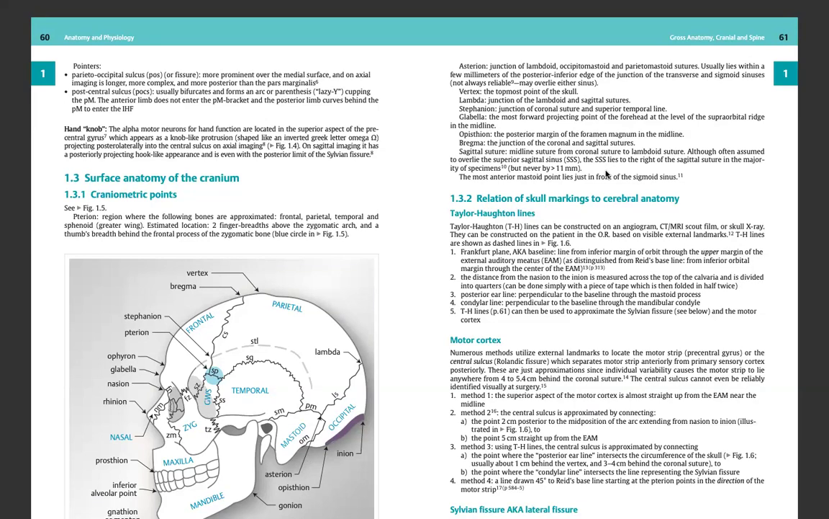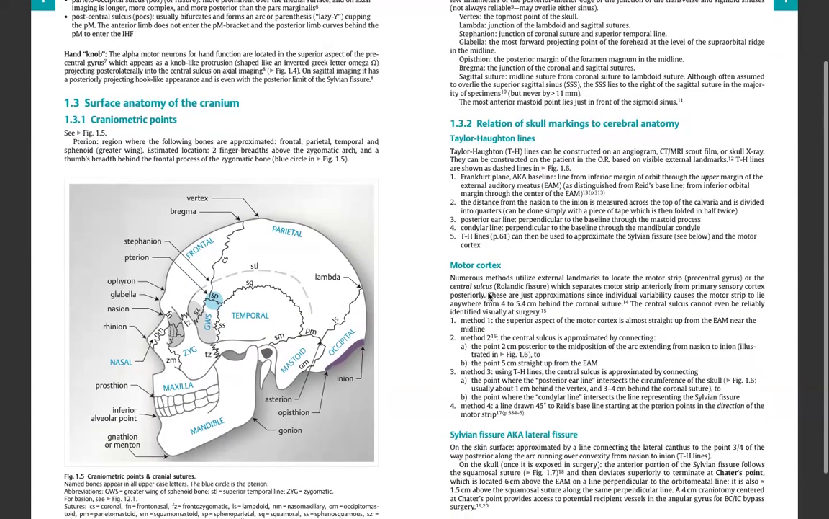So that's why most of the time when you want to do a craniotomy across the midline, they tell you to give 11 millimeters, a finger breadth away from the midline, while you're drilling your burr holes to prevent yourself from injuring the SSS. That's the basis. And then they said the most anterior mastoid point lies just in front of the sigmoid sinus.